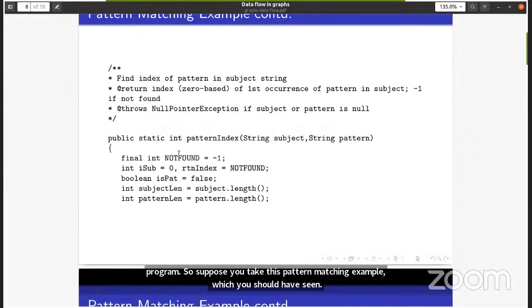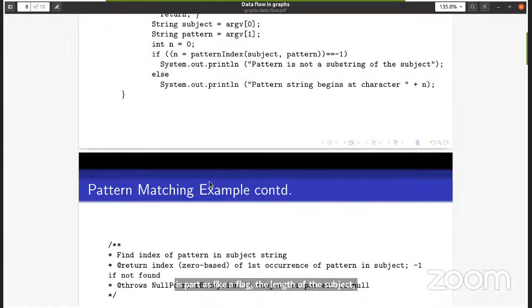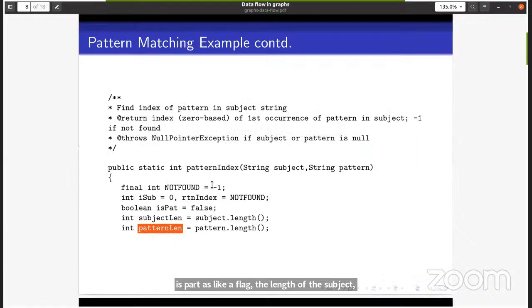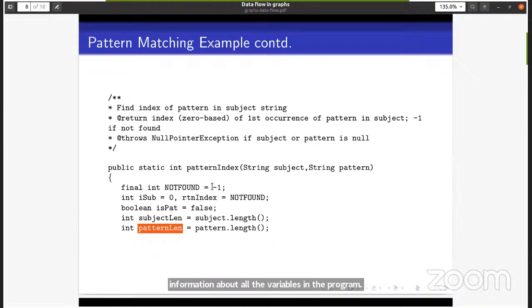This one has this subject and pattern. It searches for the pattern in the subject, and then it uses several internal variables: notFound, isPat is like a flag, the length of the subject, the length of the pattern. All these things it uses. The plain control flow graph loses information about all the variables in the program. It doesn't know which are the variables, where they go, where they are defined, where they are used.